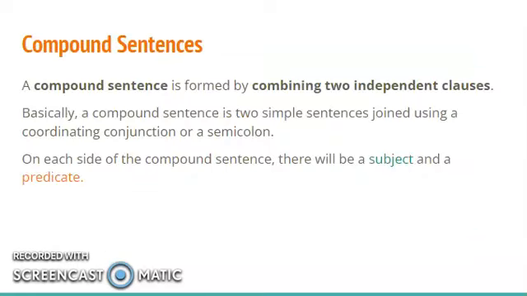So a compound sentence is formed by combining 2 independent clauses, and independent clauses are also simple sentences. So what we do is we have simple sentences that are joined together, and we can join those together in different ways, but it's important to keep in mind that on each side of a compound sentence there will be a subject and a predicate. Okay, so there will be 2 simple sentences on each side, or 2 independent sentences on each side of the compound sentence.